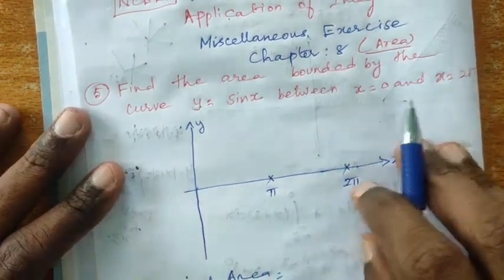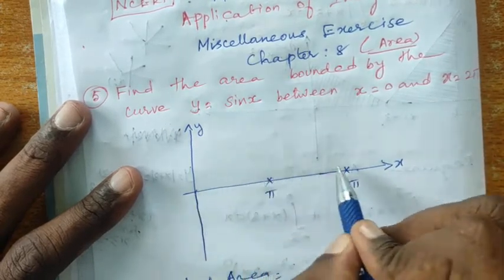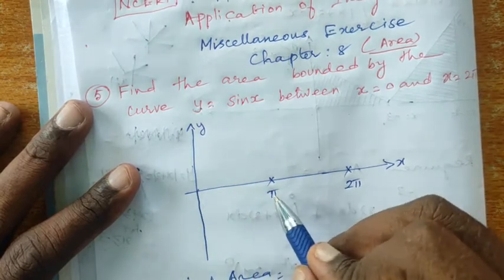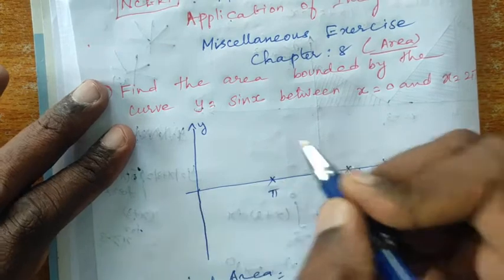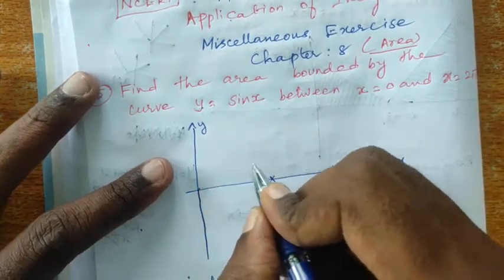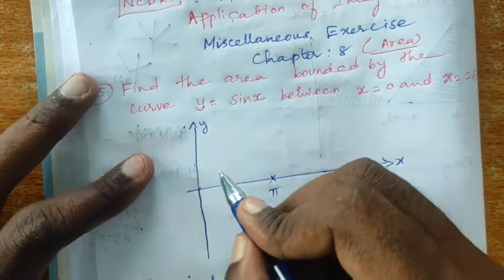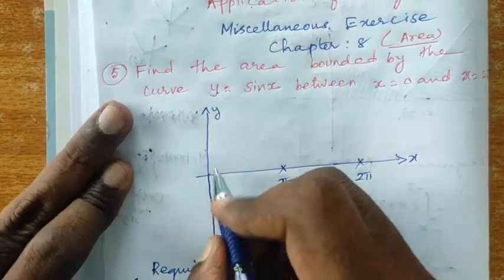We know about y equal to sin x. The curve of sin x at x equal to n pi, that is 0, pi, 2 pi and so on. So listen here. sin 0 is 0, sin pi by 2 is 1, sin pi is 0. So the maximum value of sin x is 1 and the minimum value of sin x is minus 1. You know that.